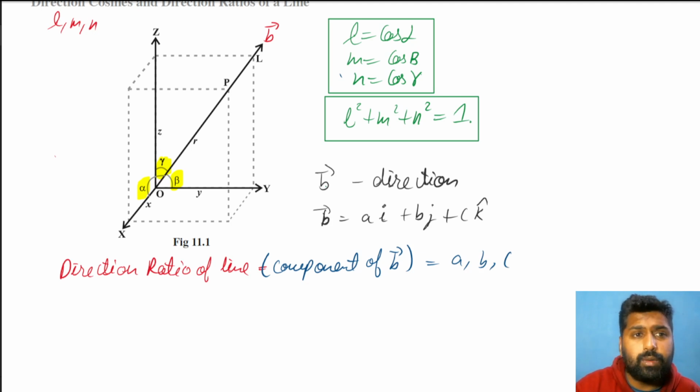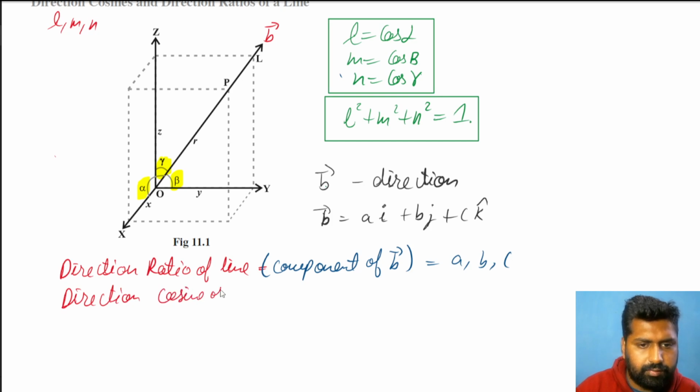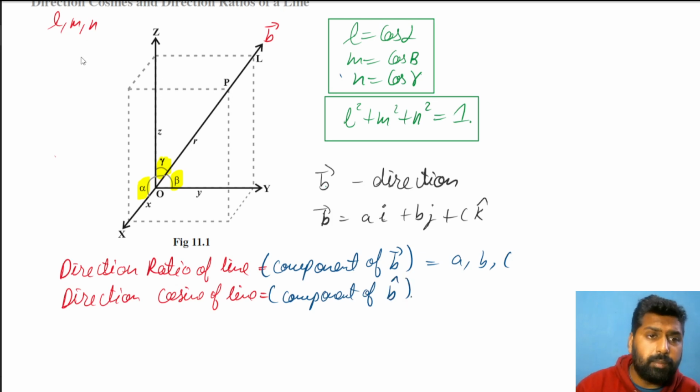If I ask you to calculate the direction cosines of a line, one way I've already taught you: you can calculate them if you know the angles between the line and the x, y, z axes. But what if it is not given like this? What if only the b vector is given? Still you can calculate. Basically it's the components of the b cap vector. So you generate a vector that is b cap. How do you generate b cap?